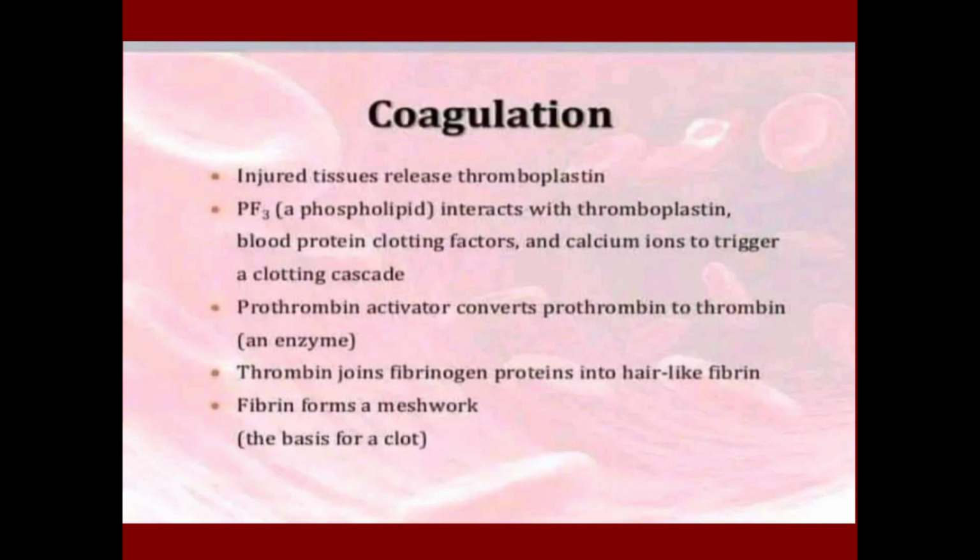The injured tissues release thromboplastin. PF3, a phospholipid, interacts with thromboplastin, blood protein clotting factors, and calcium ions to trigger a clotting cascade. Prothrombin activator converts prothrombin to thrombin. Prothrombin is an enzyme precursor. Thrombin joins fibrinogen proteins into hair-like fibrin, and fibrin forms a meshwork, the basis for a clot. This is coagulation.